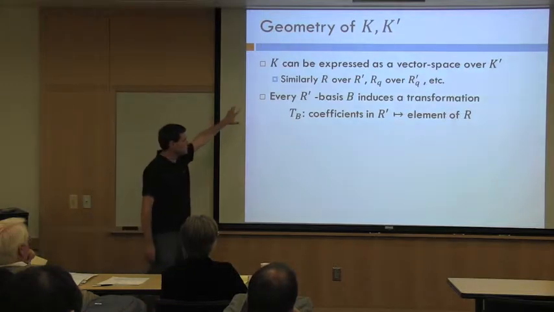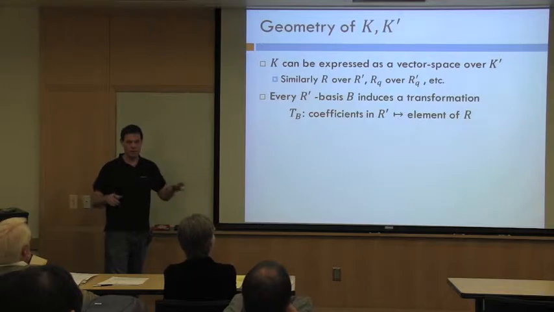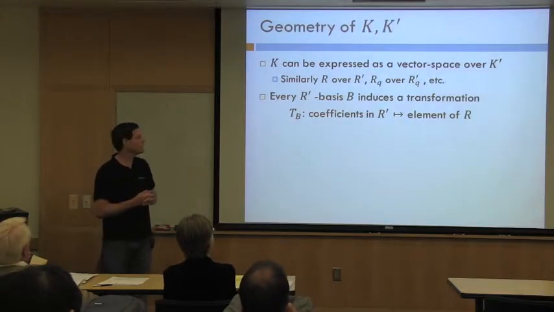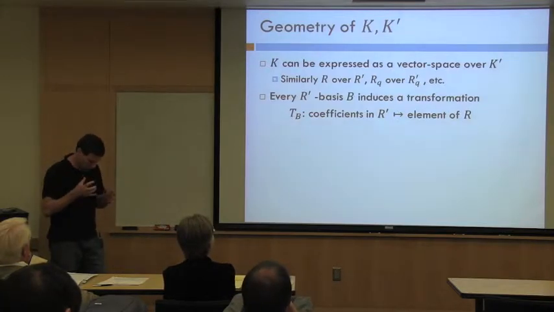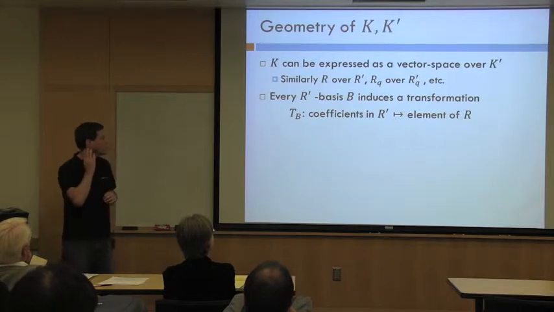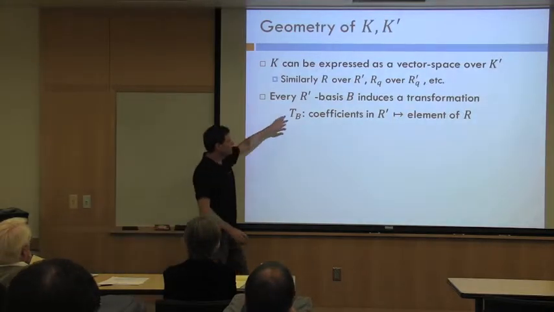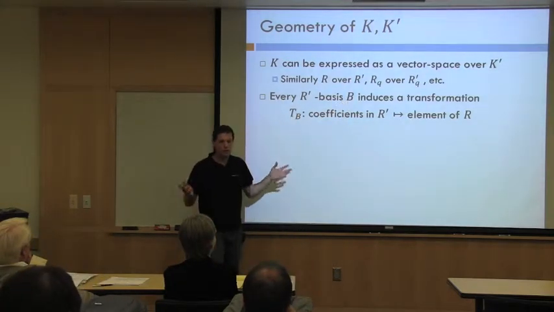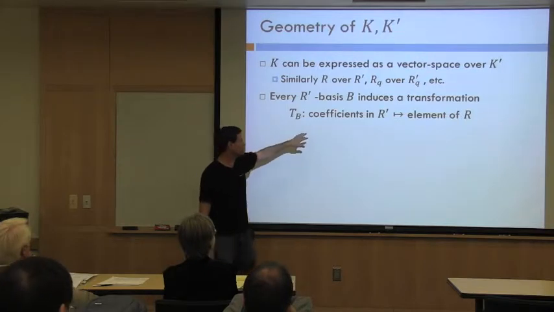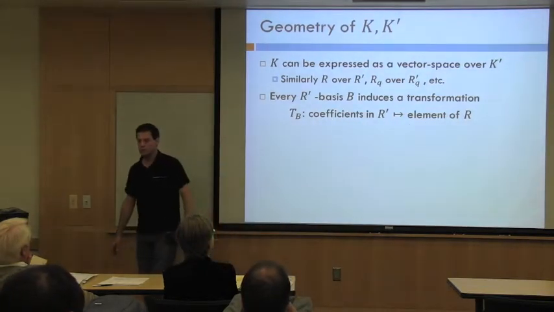One thing that's a little less trivial. Let's think of both K and K prime. K prime is a subfield of K. And you can think about it as a vector space. So you can think of K as a vector space over K prime. And if you choose any particular basis for that vector space, it induces a transformation. You give me coefficients, I'll give you the element that these coefficients represent.